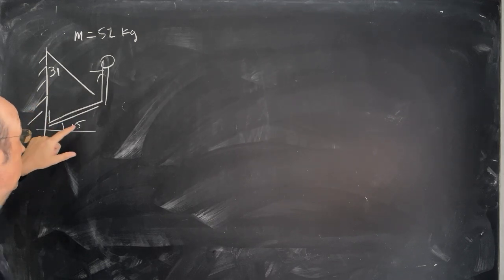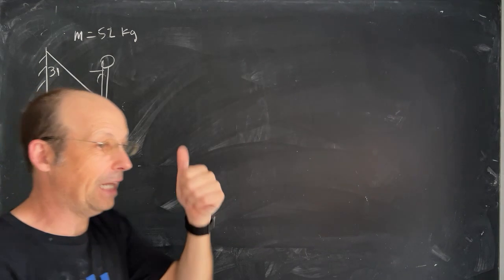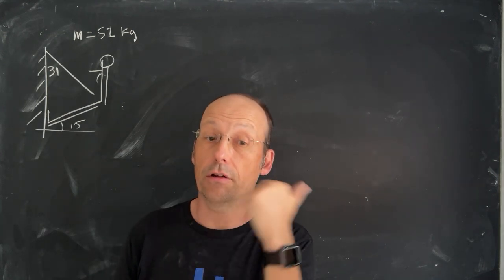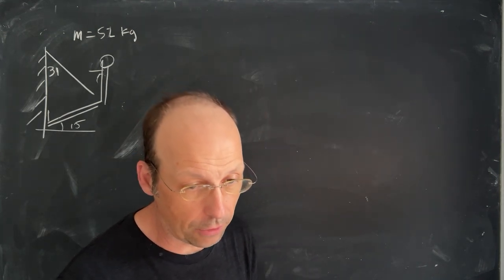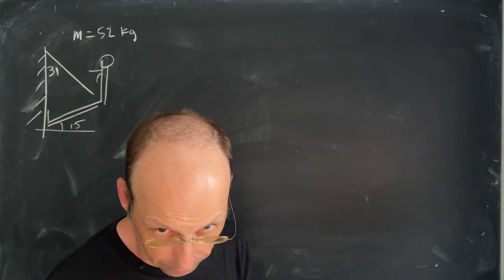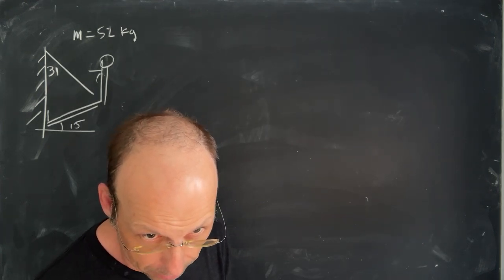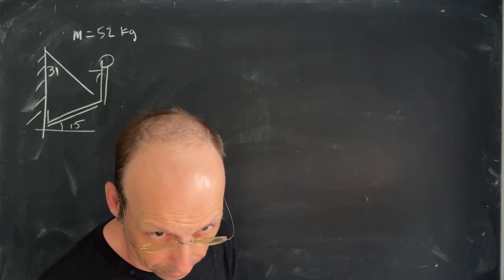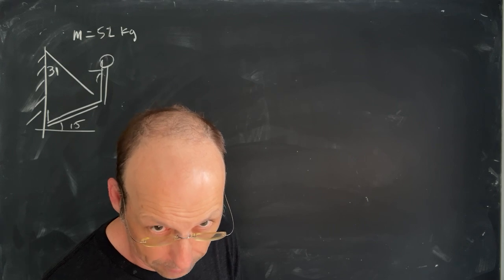vertical wall at some angle too. And the question is A, what's the tension in the rope? And then the other question was B, what is the coefficient of friction? What's the tension in the rope and the force the climber must exert with her feet?